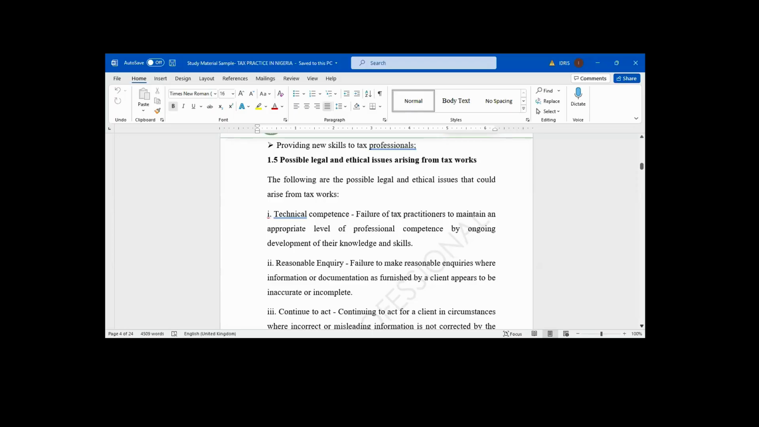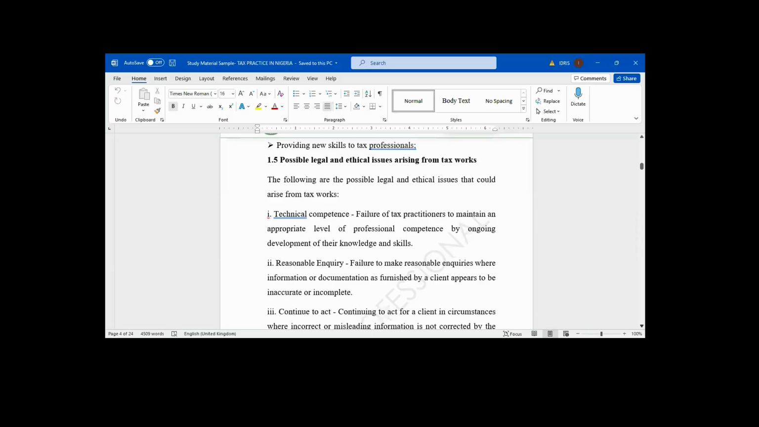Technical competence means that as an accountant, as a tax practitioner, you must have updated knowledge in the area of tax. You are the one rendering tax service to clients. So many people depend on you, so many people are looking up to you, saying this is our tax practitioner, our tax consultant, who will give us advice on what to do. You need to have updated knowledge in your field.